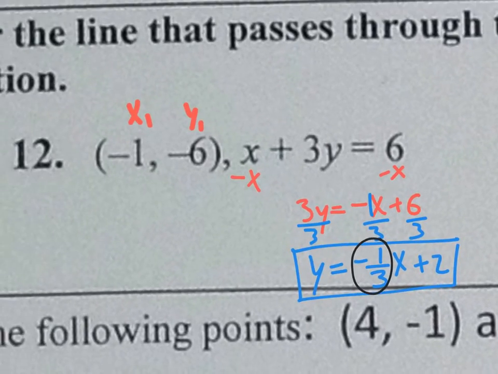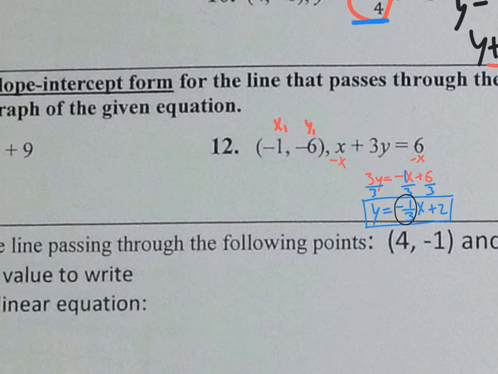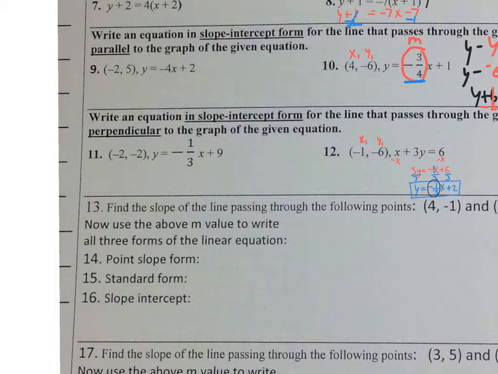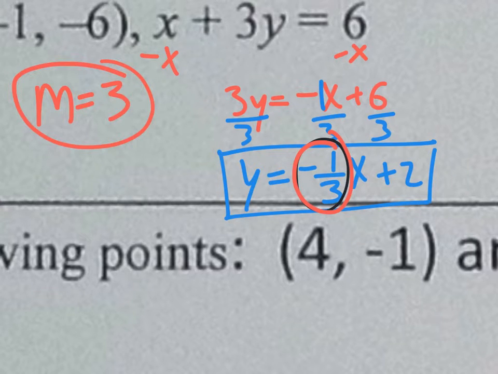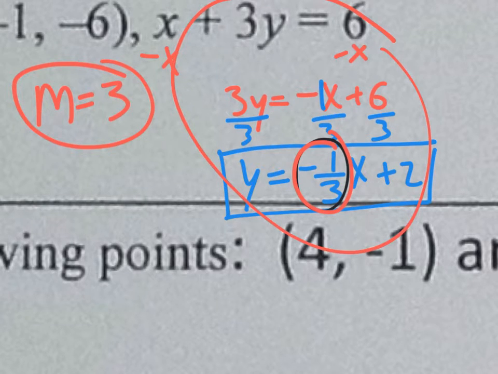However, our slope, because it's perpendicular, we know it's going to be an opposite reciprocal of this slope. Again, our slope, our m value, is going to be opposite reciprocal of negative 1/3. So what's our slope going to be? 3. That's right, positive 3. You change the sign, you flip the fraction, you get a positive 3. So all of this work right here, I don't need it anymore. The only thing I care about is my slope. I already found out my slope.